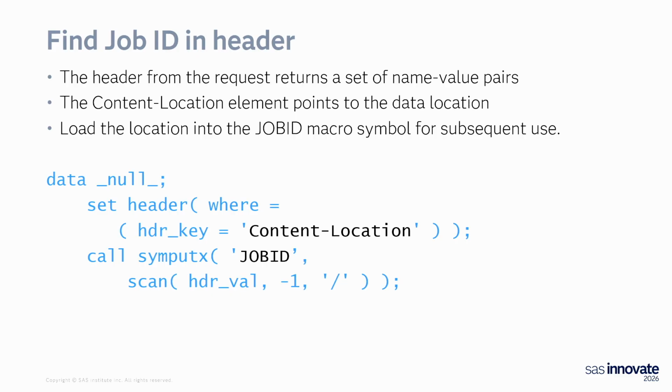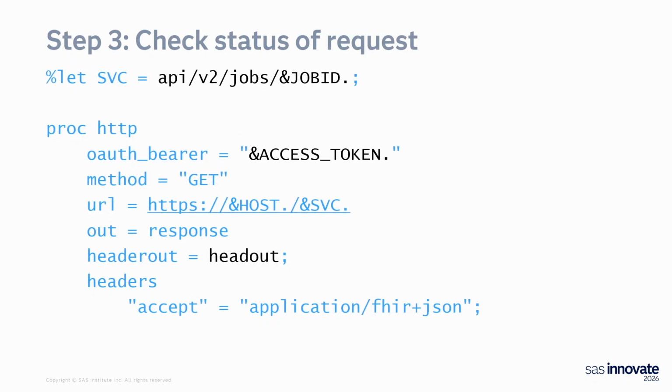We're really only interested in the row where the key is content-location, and we are going to put the last node of the value of content-location into a macro symbol called job ID. So we now have a job ID that we can pass on to the next step, which is waiting for the job to complete.